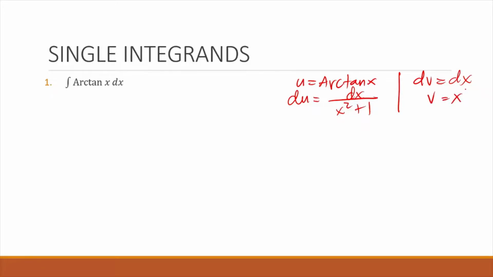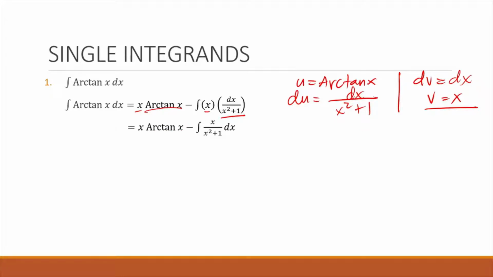Okay, and then plug in to the working equation, which is u times v minus integral of v du. So u times v, u is arctangent of x, and v is x, right? So that's uv minus integral of v, again v is x, and then du. Okay, du in this case is dx divided by x squared plus 1, right? So let's just rewrite the whole expression. Okay, so x arctangent of x minus integral of x divided by x squared plus 1 dx.